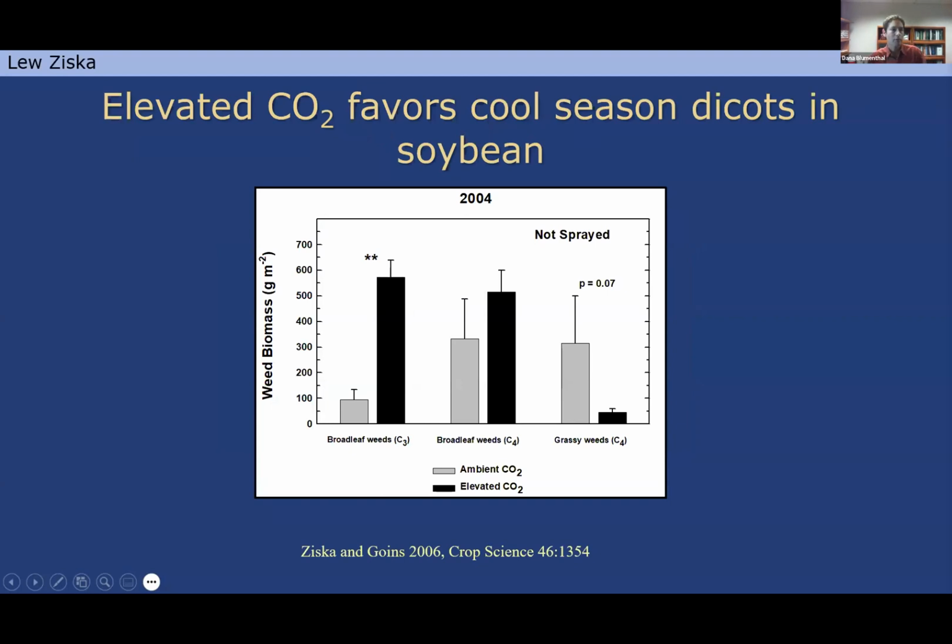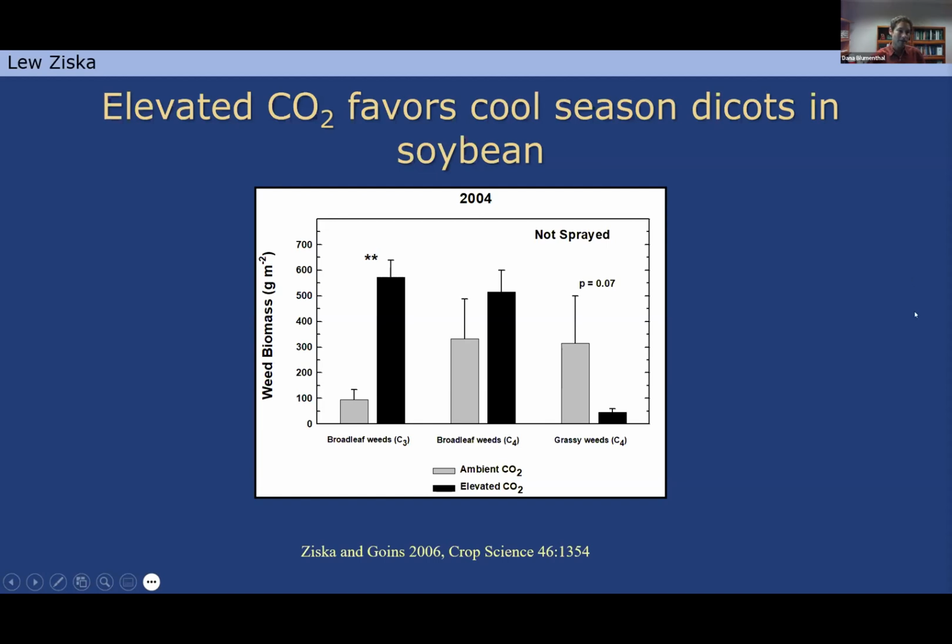Lou Ziska was with ARS until recently when he moved to Columbia University, but for many years he worked with ARS studying precisely this. How does elevated CO2 influence weeds? I'll just show you a couple of examples to get started. In this case, Lou was looking at a whole weed community within the context of a soybean field, and then elevated CO2 was applied to that soybean field using open-top chambers for a couple of years.